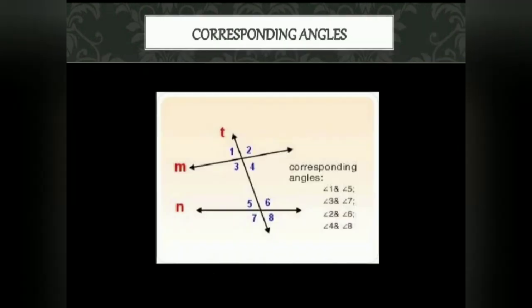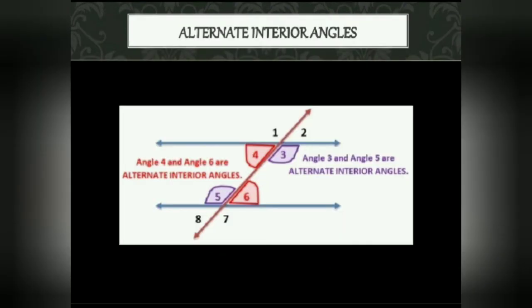Then corresponding angles. These are two lines named M and N, and T is the transversal. So the corresponding angles are angle 1 and angle 5, angle 3 and angle 7, angle 2 and angle 6, angle 4 and angle 8. Then alternate interior angles. There are two parallel lines and one transversal. So angles 3 and 5 are alternate interior angles, and angle 4 and angle 6 are alternate interior angles.